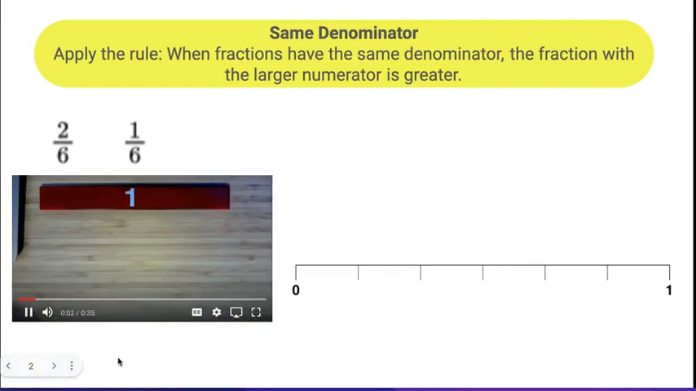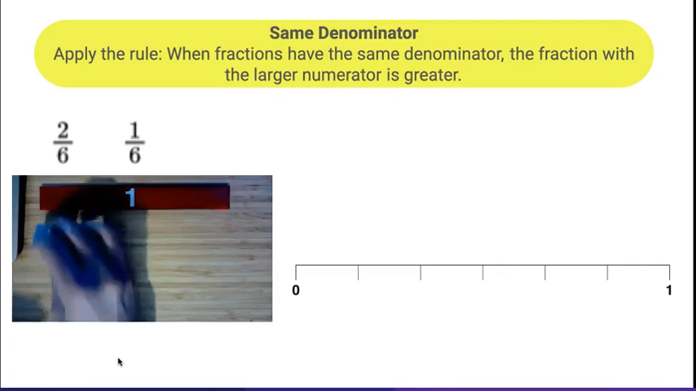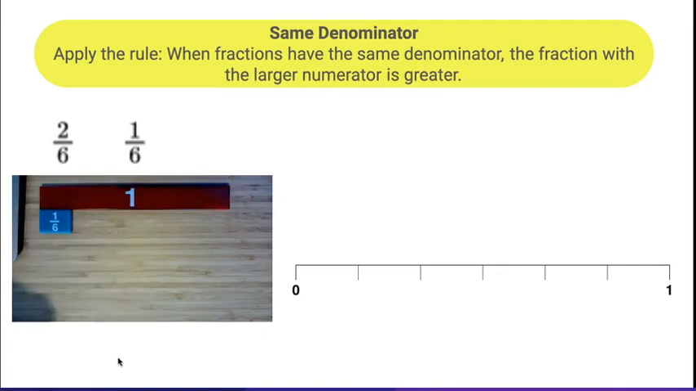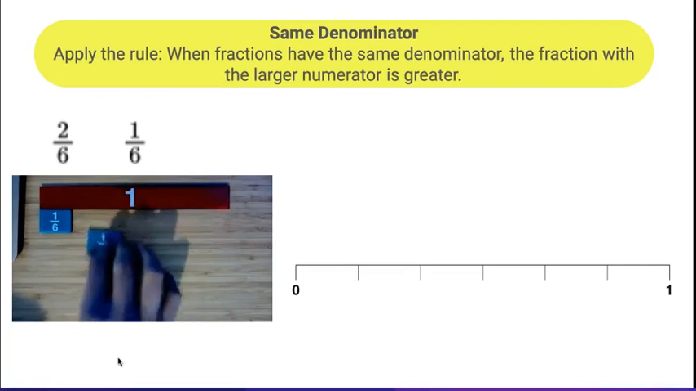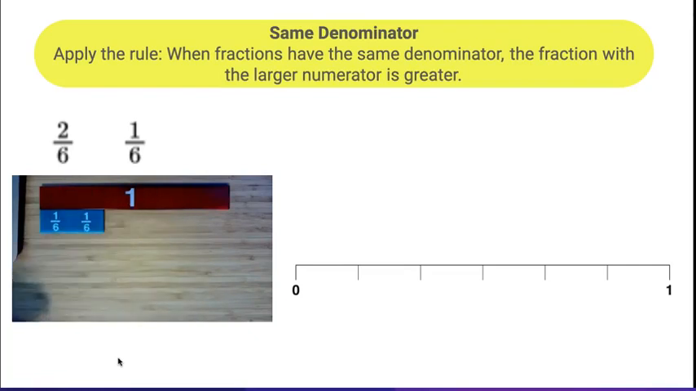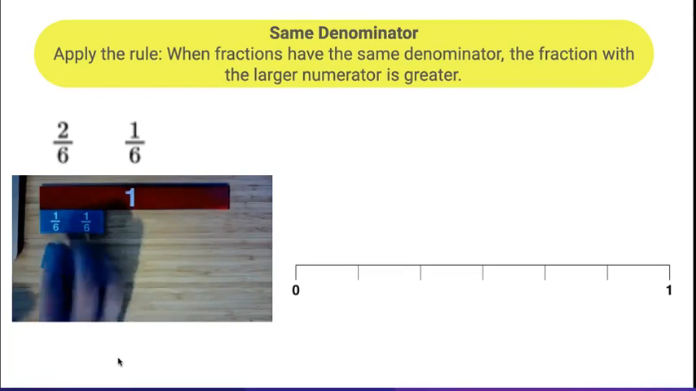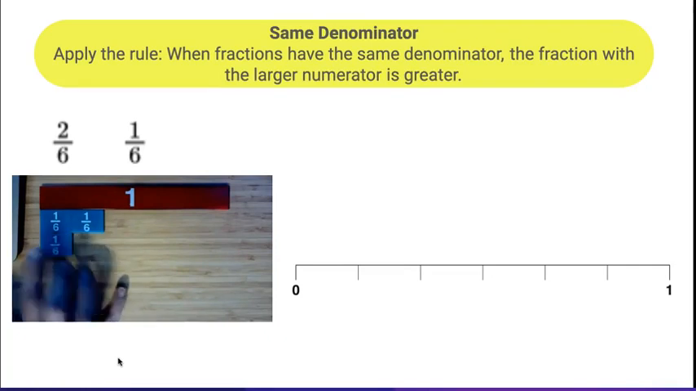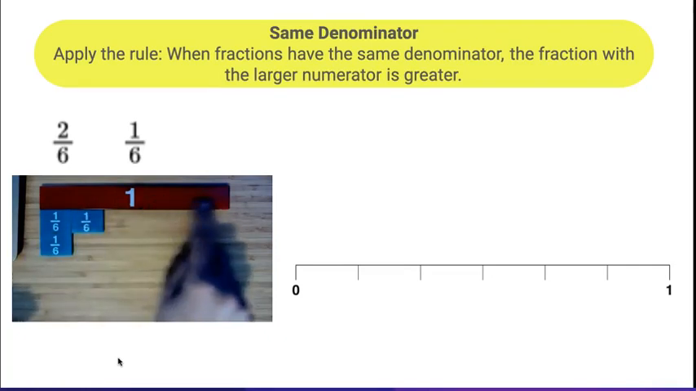Okay, in our first example, we are comparing 2/6 to 1/6. They both have the same denominator, so when I go to compare these, I can choose the fraction with the larger numerator. To illustrate that, I have first 2/6 and then 1/6. I can see that 2/6 is closer to being a whole than 1/6 is, so 2/6 is the greater fraction.